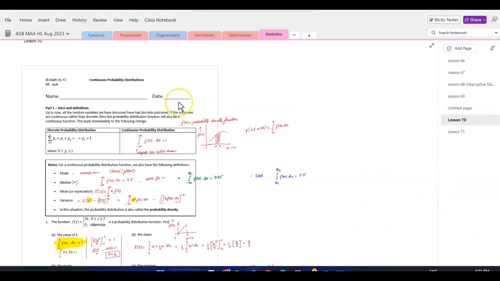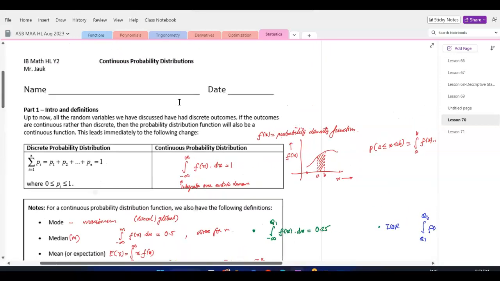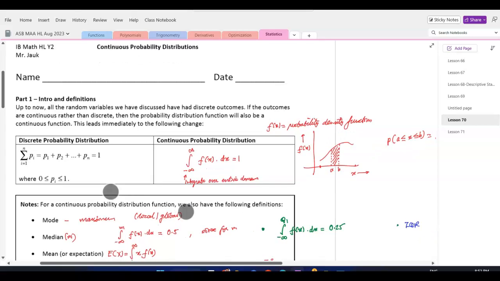So that dealt with discrete. Under discrete we had only one type, binomial. Now continuous probability distribution. In continuous probability distribution, this is different from discrete. Discrete is countable, continuous is measurable. So this is something you can measure.